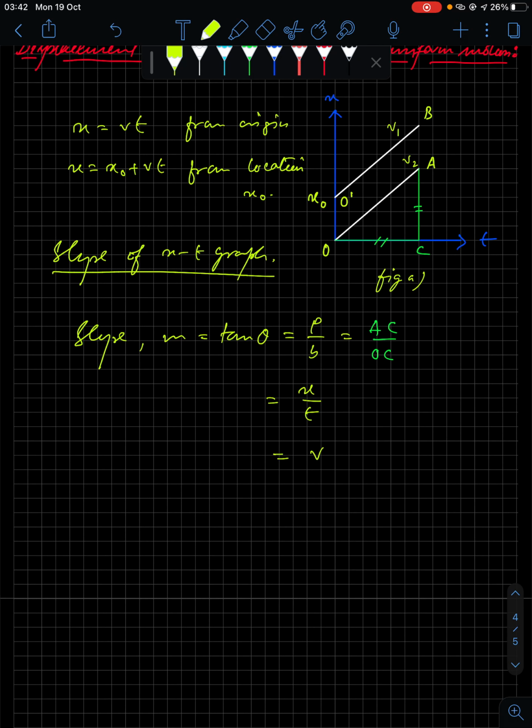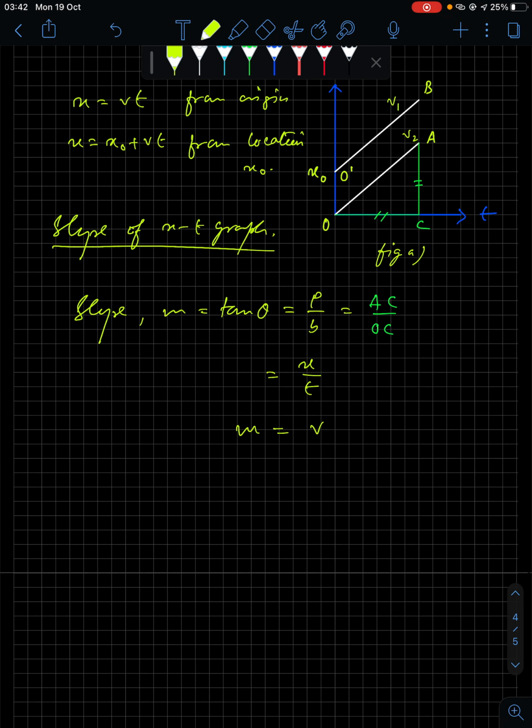So what do you understand from this particular graph? You understand that slope gives you information about velocity. So m is the slope and m is equal to v. Now if angle AOC in the graph is theta, the value of tan keeps on increasing with the value of theta, right? Tan 0 is 0 and tan 90 is infinity, right?